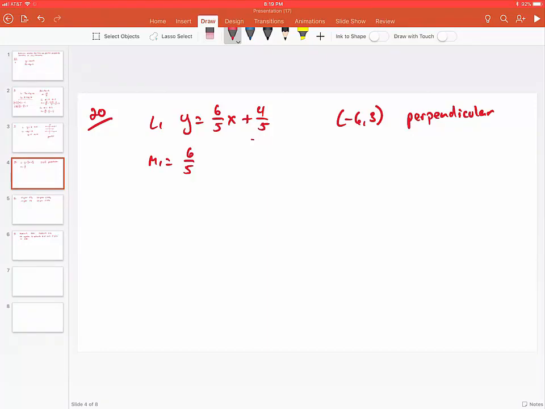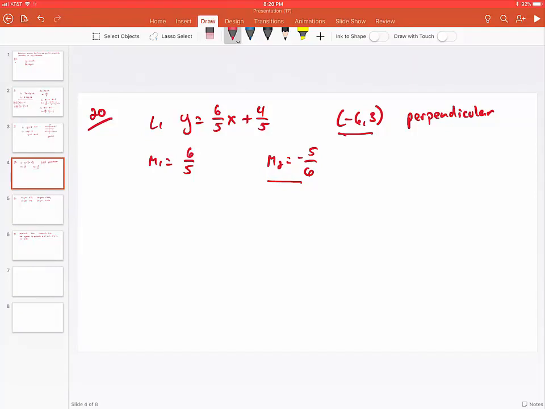And so we said that if the lines are perpendicular, then they are opposite reciprocals. In other words, if I multiply m1 times m2, I would get -1. Another way to think about these is that they're opposite reciprocals. And so the second slope then would be -5/6. So I just take the reciprocal and change the sign. So it's -5/6. So I'm going to use this information and this point to find the equation of the line that is perpendicular to L1 and passes through (-6, 3).